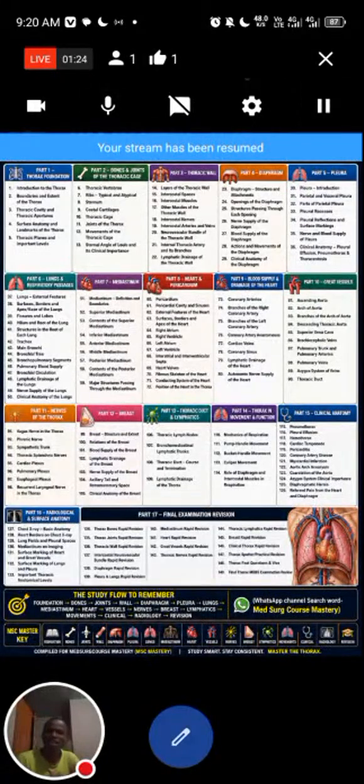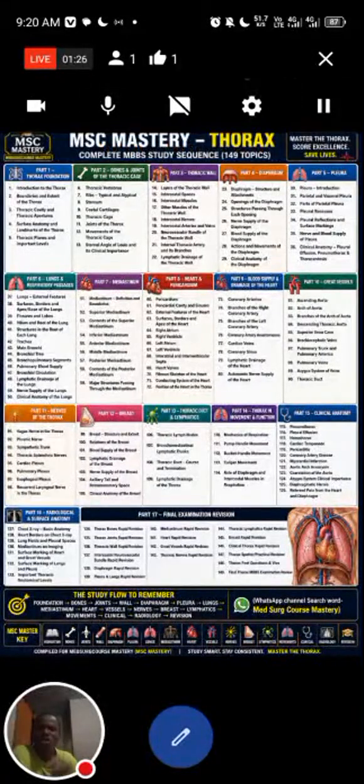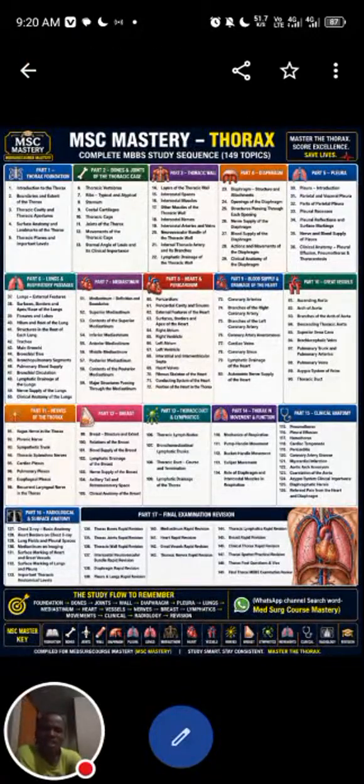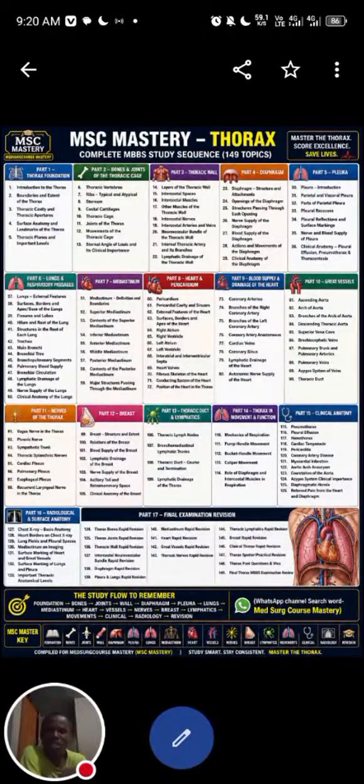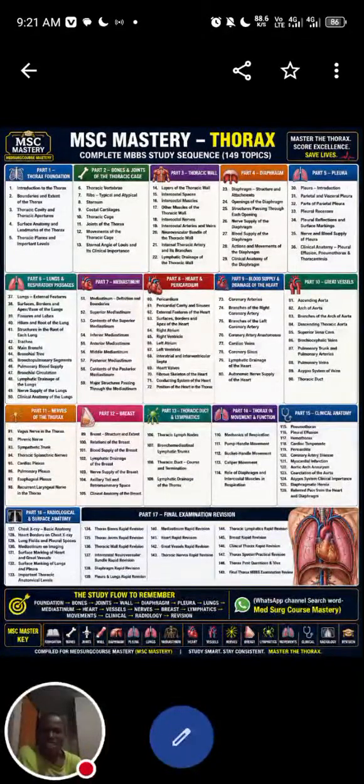So that is exactly what we are looking at. And if you look at it closely, I've been able to spell it very clearly for you. MSC Mastery Thorax, complete MBBS study sequence. The examiners are after this. It is not a small thing.